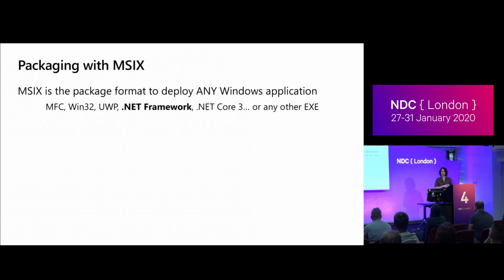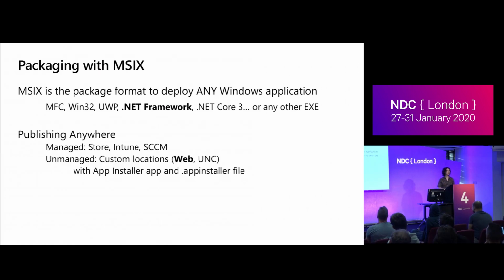So, MSIX can be used to deploy any Windows application. It is not tied to UWP. It can be used for MFC applications, console apps, .NET Framework. That's something you can use today, even if you're not moving over to .NET Core. It can be published pretty much anywhere.